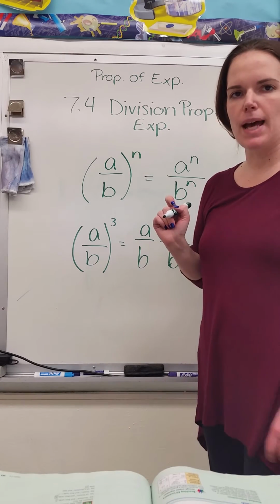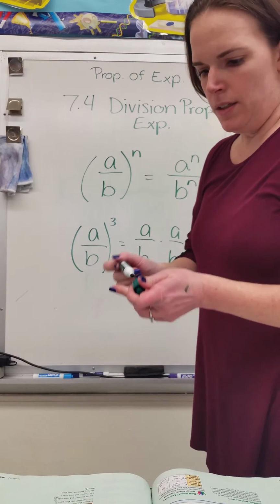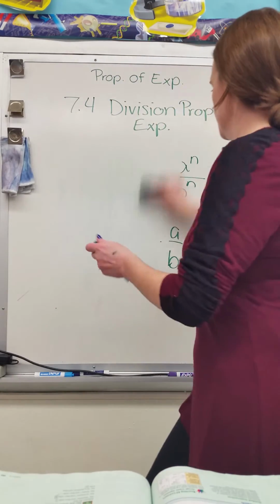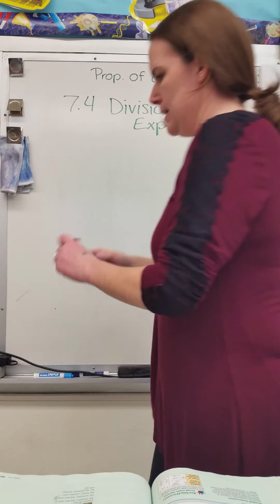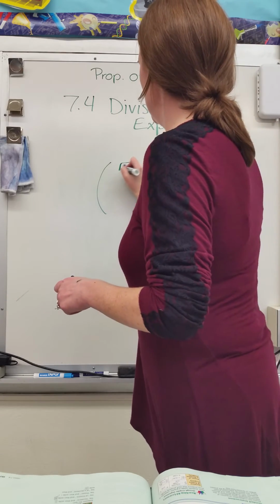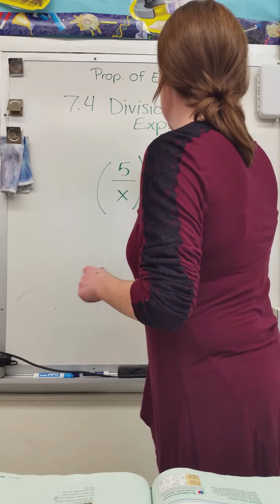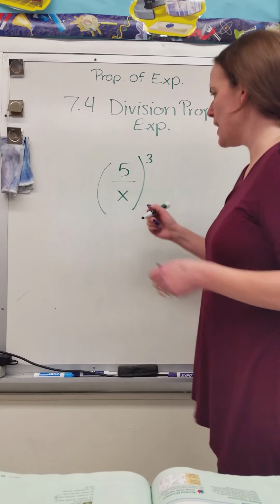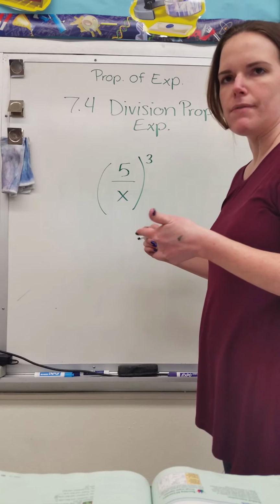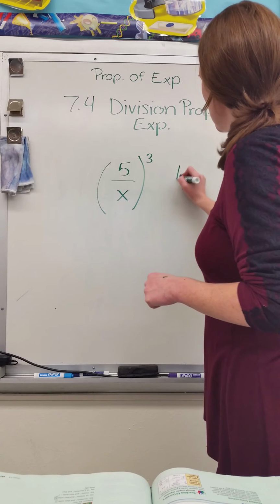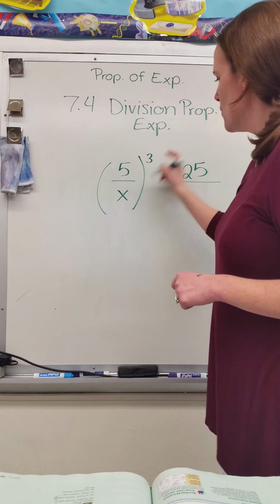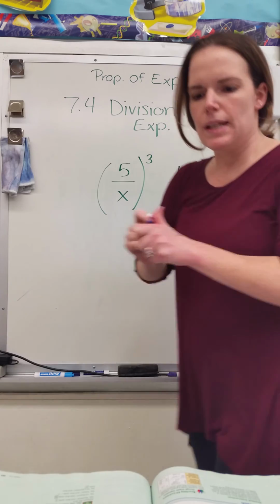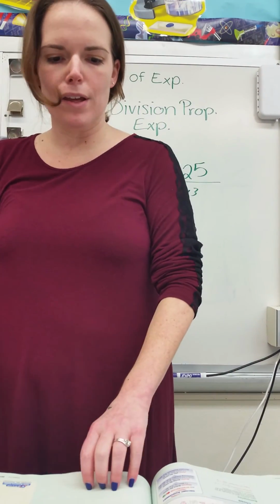This is what it looks like mathematically as a rule. So they're going to tell you things like, say you have 5 over x to the third power. You would just make sure that when you answer that, you're doing 5 to the third. 5 times 5 is 25, times 5 again, 125, over x to the third. And I believe then the next section will probably be throwing all these properties together.